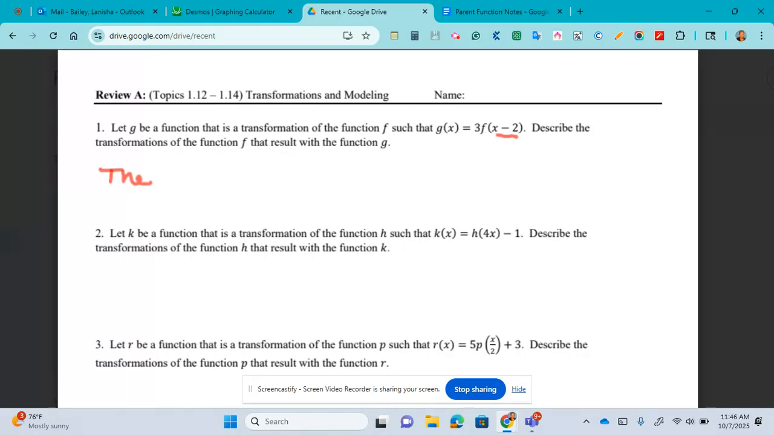As we were saying, the function f is horizontally translated 2 units to the right.